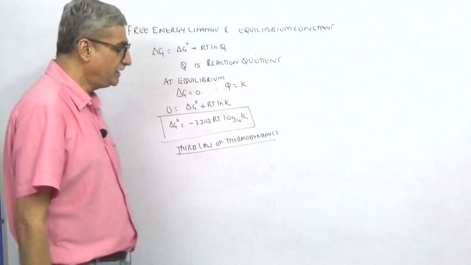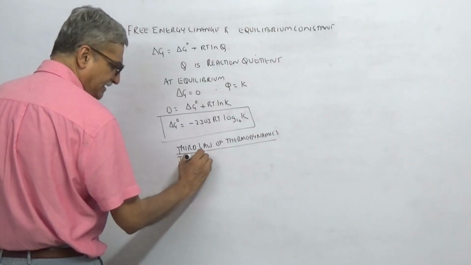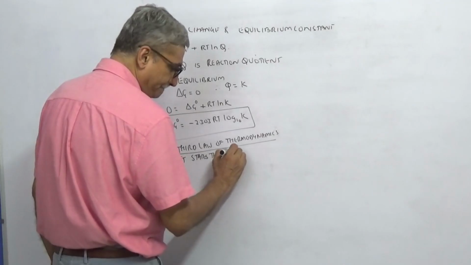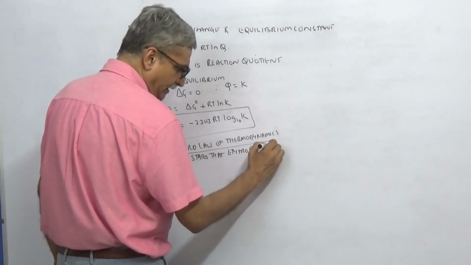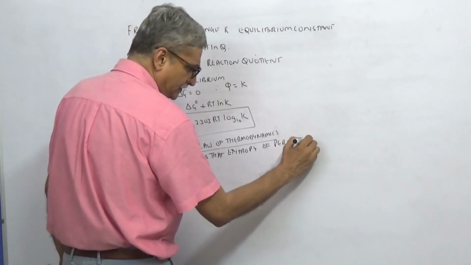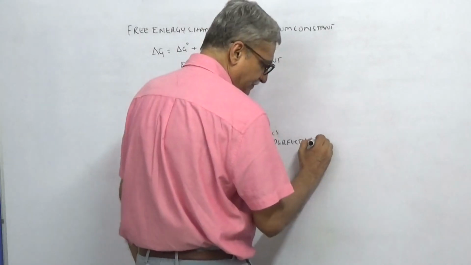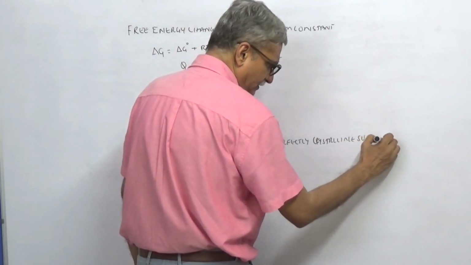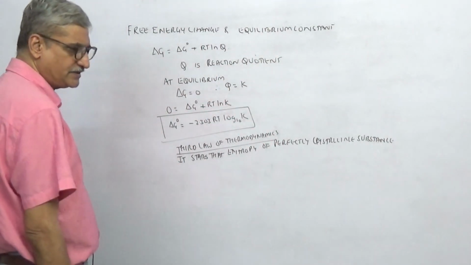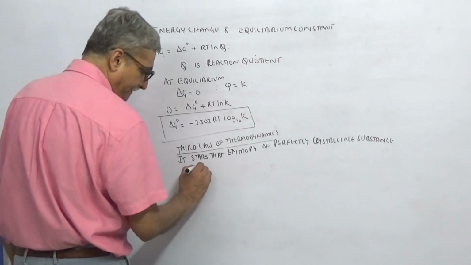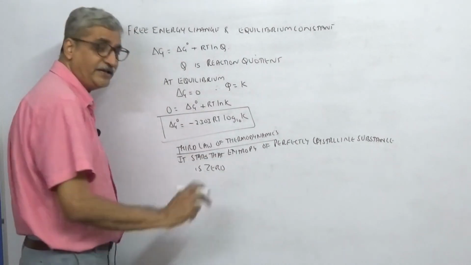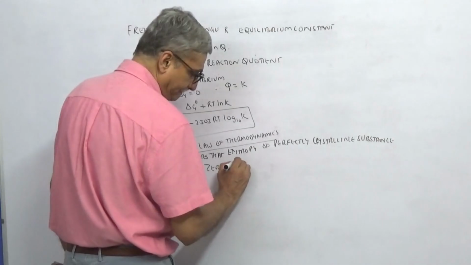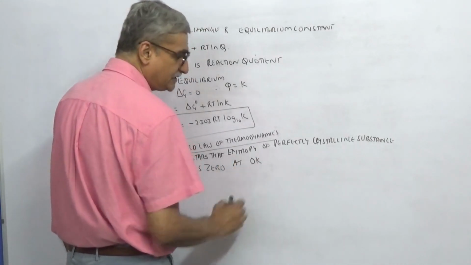What does the third law do? It defines when entropy is 0. It states that the entropy of a perfectly crystalline substance is 0 at absolute 0 temperature, that is, at 0 Kelvin.